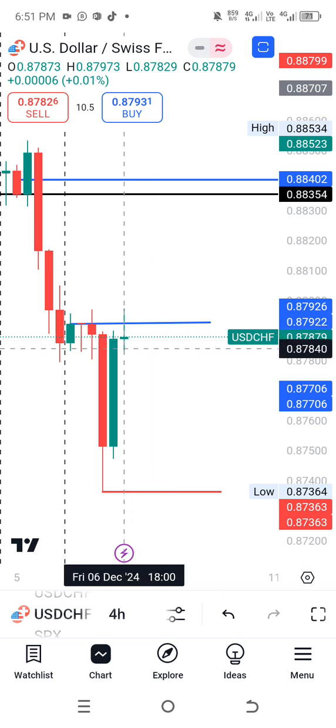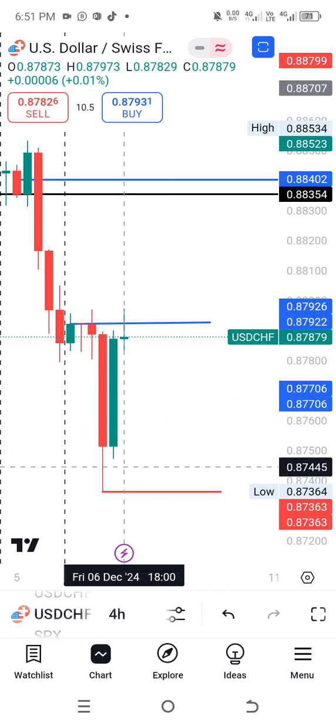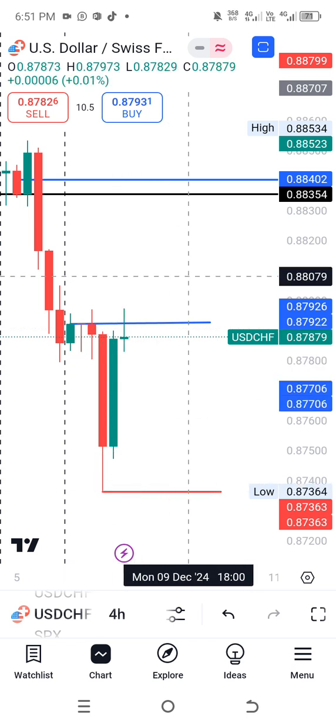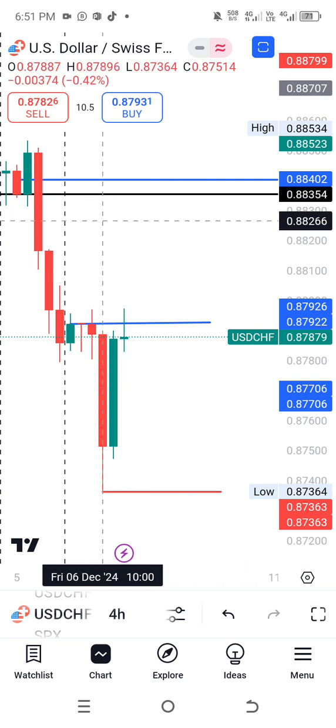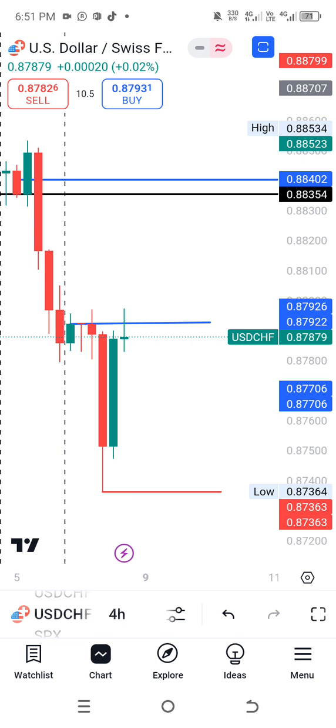If it hits your stop loss, you go in again until it's invalidated. If not, we are targeting this supply zone. All right, that is that for USDCHF.